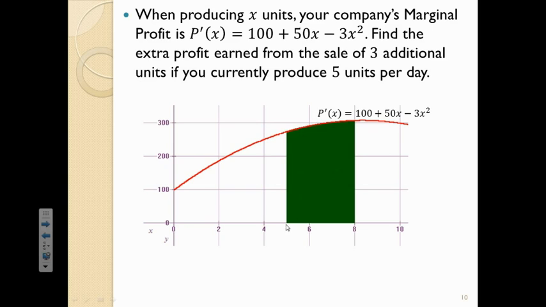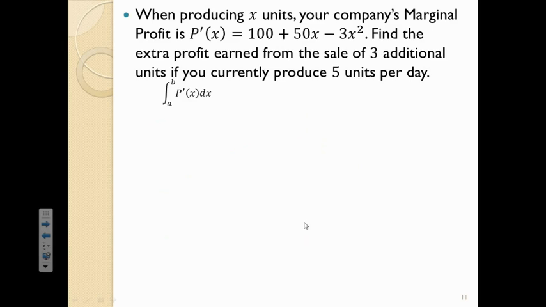If we take the antiderivative, a capital P, a profit function of 5, and subtract the profit function of 8, then we will get the area that we're looking for. So basically what's happening here is we want to do the integral from a to b of our marginal profit to find our profit function from a to b. Which one is our a and which one is our b?